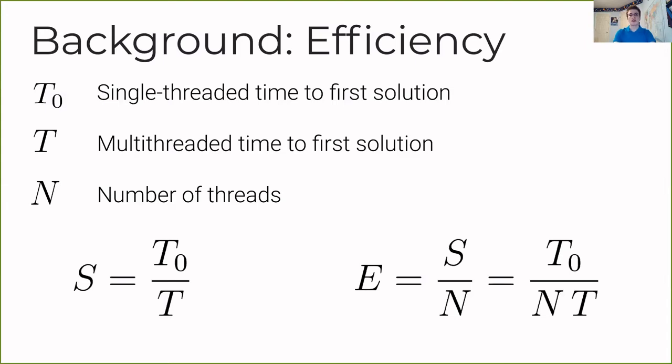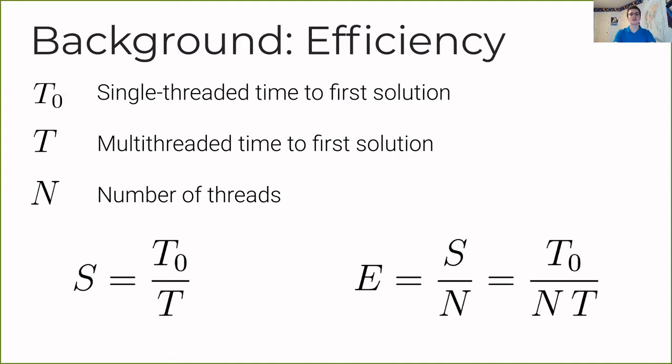The standard measure for the quality of parallel algorithms is efficiency, a measure of how well the parallelization process conserves resources. If T0 is the runtime of the program with one thread, and T is the runtime of the parallel program with n threads, then the speedup S is T0 over T, simply the factor by which the parallel version is faster. Efficiency is S over N, speedup divided by the number of threads, or T0 over NT, an approximate measure of the fraction of total computational resources used across all threads of the parallel program that would have been used by the single-threaded program.